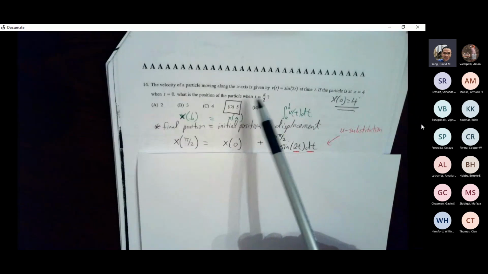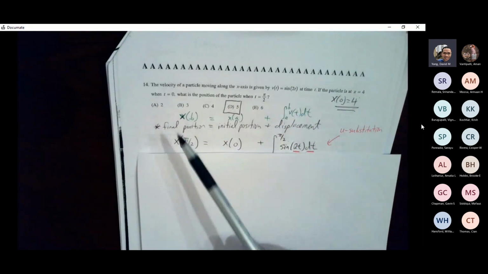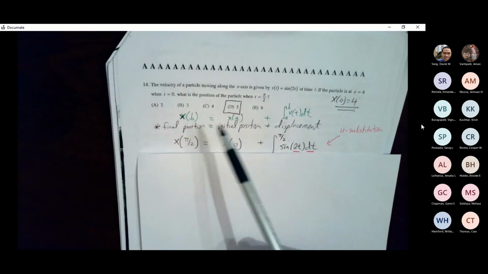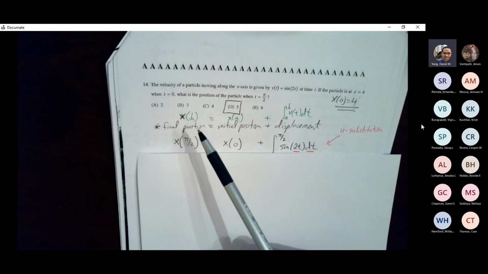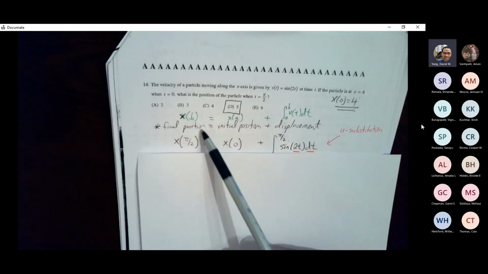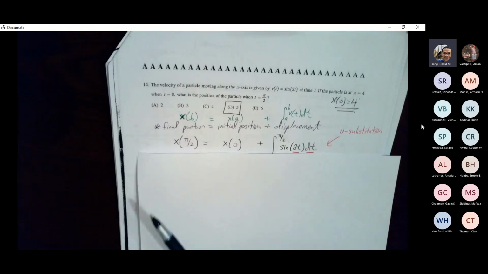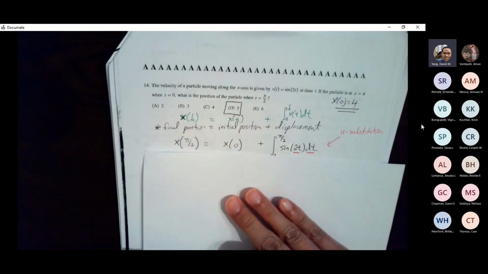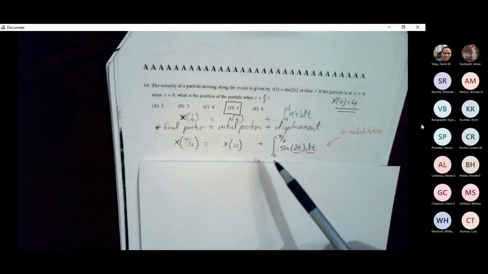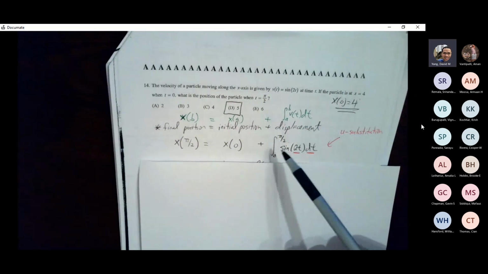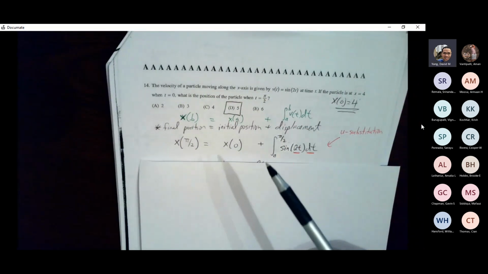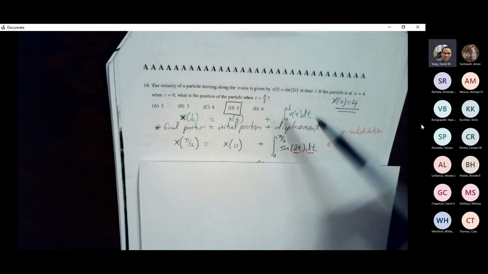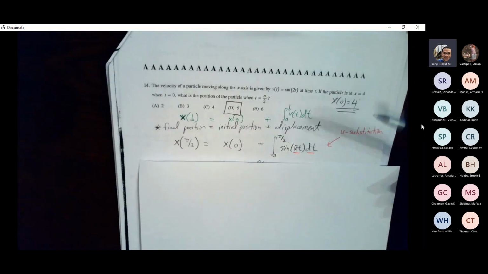So I have velocity, I'm looking for a location, and I have a starting point. So this always goes back to this formula I like to use. Let's see, in terms of a particle motion problem, final position equals initial plus displacement. So I want to find x of pi over 2. I know what x of 0 is, and now I just have to figure out what is the displacement between 0 and pi over 2. Okay, we can't plug this in the calculator because this is a part of a non-calculator section.